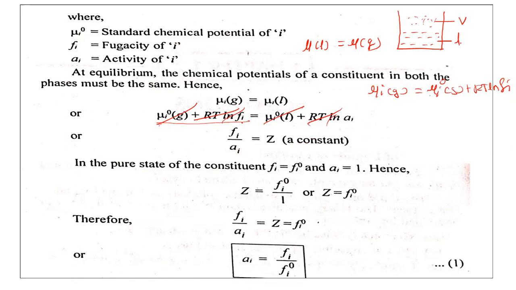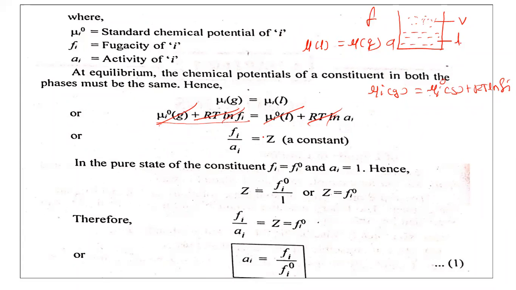So we can now take the ratio: Fi is equal to Ai, so Fi upon Ai is equal to Z. It is a constant here. Fi is the fugacity of the ith component and Ai is the activity. Fugacity is used for the gas phase and activity for the liquid phase. So it is equal to Z.